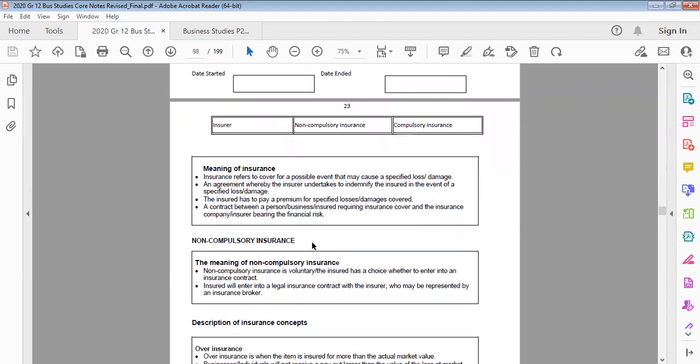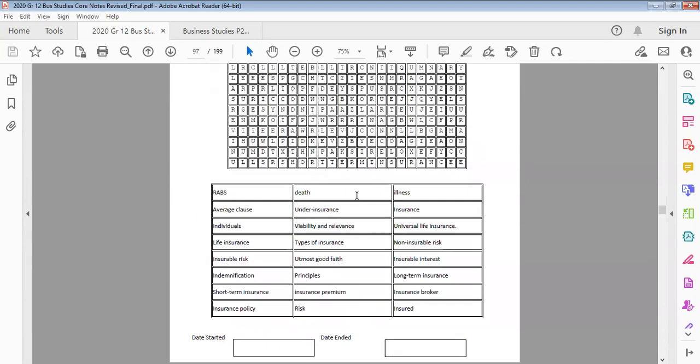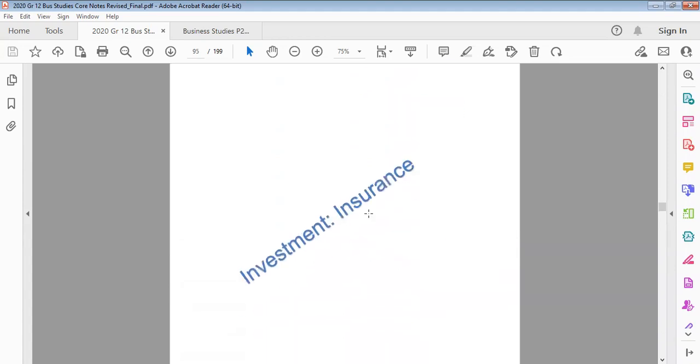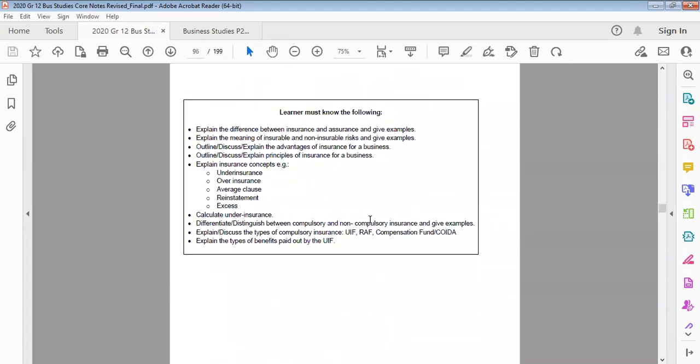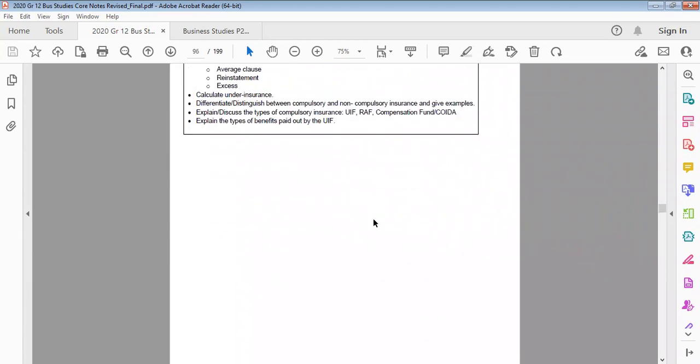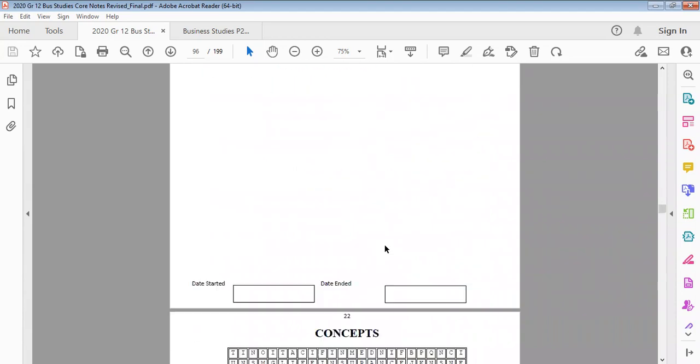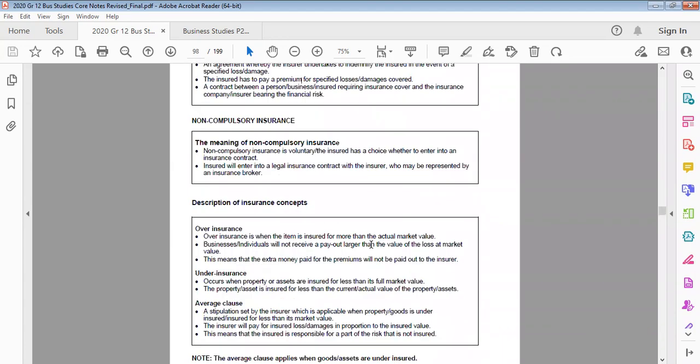Okay, so we're going to be doing insurance today. I feel like this is a good chapter to do a video on because it's quite intricate. It's new information. You didn't do it in grade 10 or 11, so it is basically new information. And what we want to make a point of in this chapter is there are a lot of definitions that you need to know.